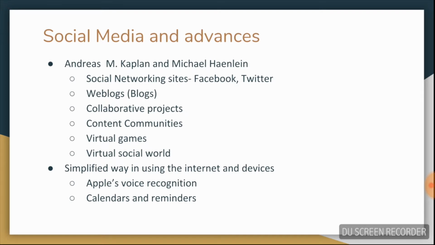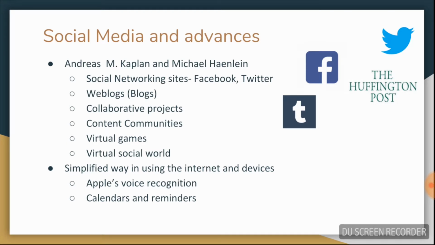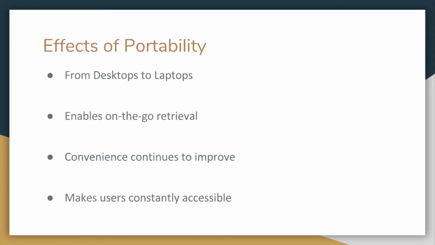Andreas M. Kaplan and Michael Haenlein are two European researchers that created 6 categories to describe the various types of social media. Advances relating to Web 3.0 involve different applications that allow the use of technology to be much more simple and easier to use. Facebook and Twitter are an example of social networking sites. The Huffington Post and Tumblr are an example of what a blog might be, and Wikipedia is an example of collaborative projects. Computers sure have come a long way from the clunky large machines of 1822.